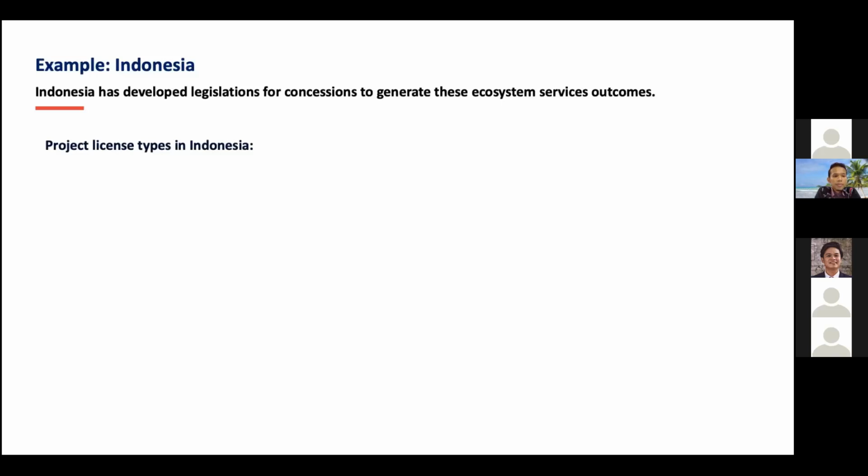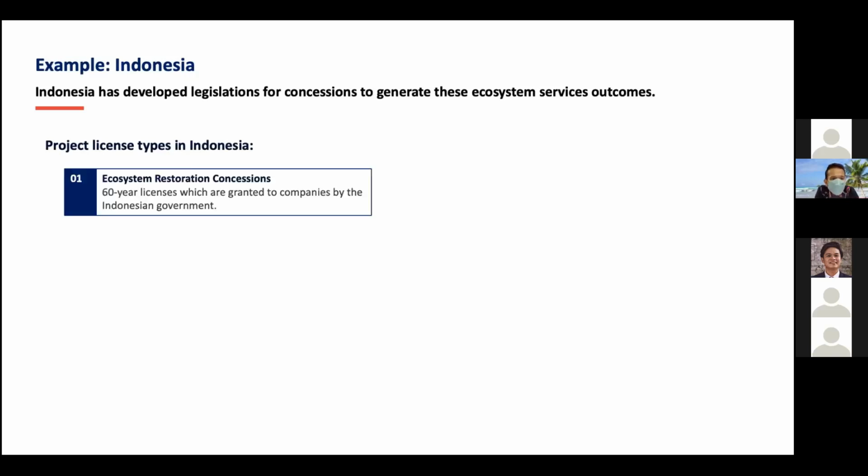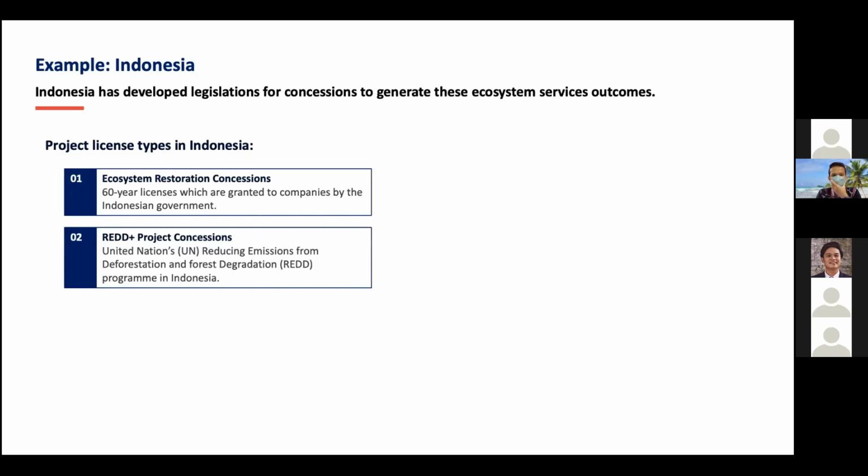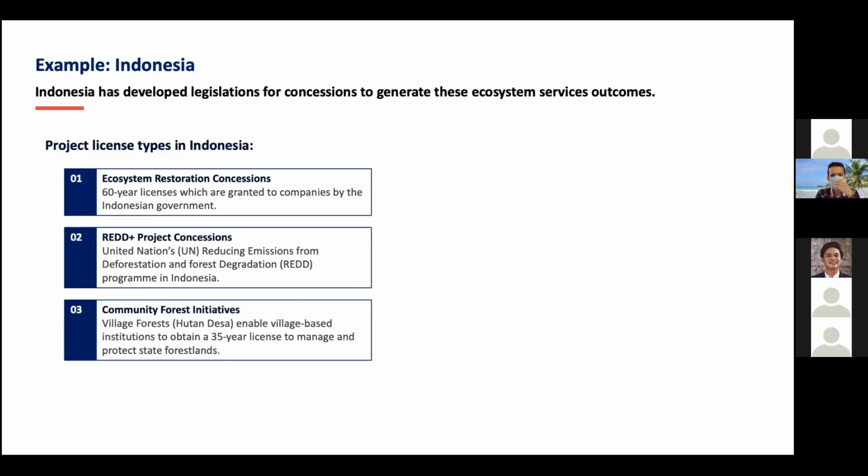But just to share an example from Indonesia. In Indonesia, they have their own legislation and licenses that are specific for ecosystem services ataupun perkhidmatan ekosistem. So there's ecosystem restoration concession. Yang ini, this is licenses given to the private sector by the Indonesian government to manage an area for restoration. There's also RED Plus project concession, very similar to number 1. Number 3, there's also community forest initiative. So community forest, the license is awarded to the community, so they can manage it for protection, 35-year license. Okay. So memang in Indonesia there are lesen-lesen khas yang diberikan untuk aktiviti perlindungan dan pemulihan.